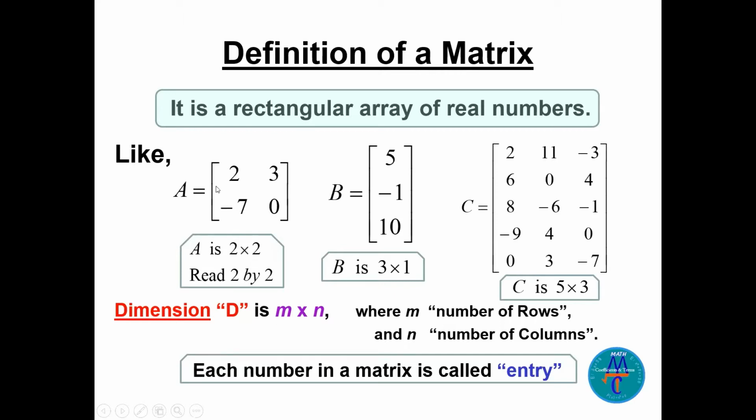That means the first number, 2 rows, row 1, row 2. Second 2, column 1, column 2. This one, matrix B, is the dimension 3 by 1. Row 1, row 2, row 3, 1 column. And this is 5 by 3. So m here is the number of rows and n is the number of columns. Each number, each member, each element in the matrix, we call it entry.